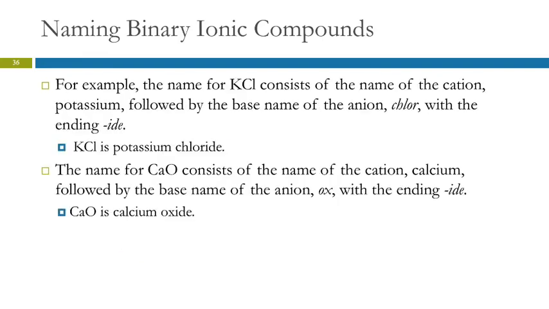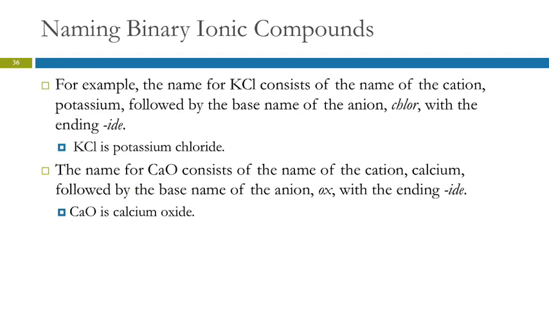So if we look at this compound KCl, there are 2 ions. There's the potassium and there's the chlorine. So we name the potassium ion first. Potassium is group 1. It doesn't need a Roman numeral. It's just potassium. Chlorine is the nonmetal. She has to change the end of her name, so chlorine becomes chloride, and the name is potassium chloride. Okay?